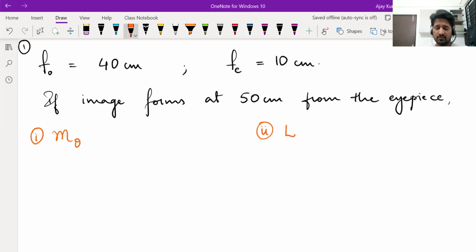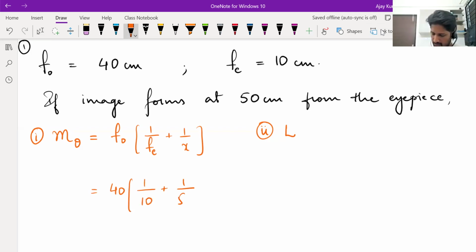Right. How much did you say it is? 4.2, sir. Okay. Tell me the formula for magnification produced by a telescope. F0 into 1 by Fe plus 1 by X. F0 is focal length of objective, which is 40 centimeters. Fe is focal length of the eyepiece, which is 10. And where do you want the image to form? Image should form at 50 centimeters from the lens.